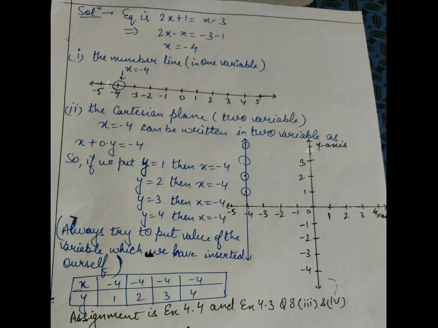Now come to the second part, that is the Cartesian plane, that means you have to plot it according to two variables. As you can see, the equation is x is equal to minus 4, that means it has only one variable, so we have to first make it into two variables. For that it can be written as x plus 0 into y is equal to minus 4.